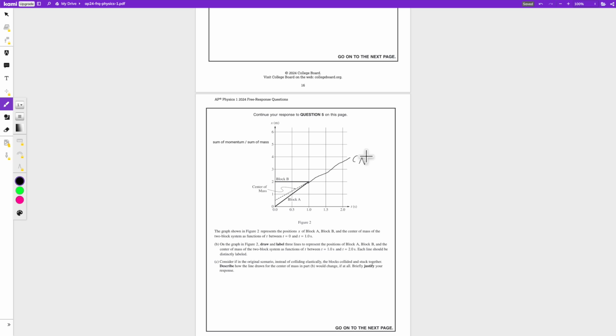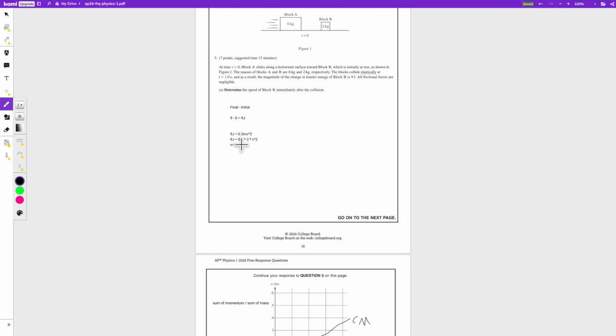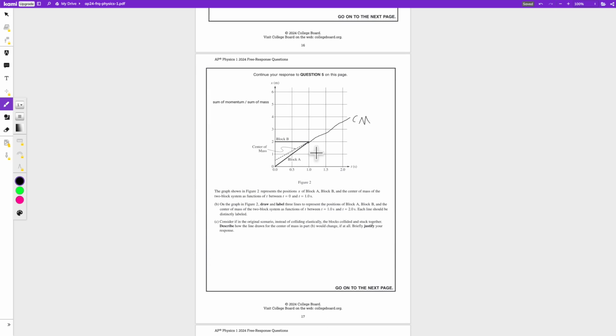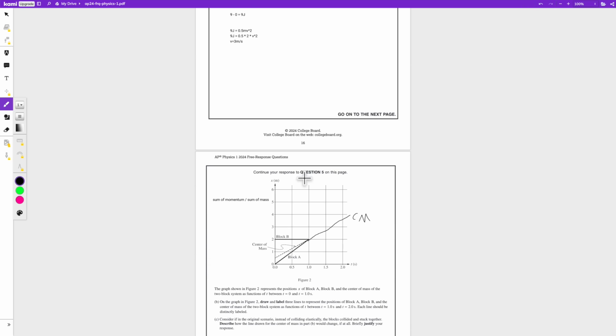So let's write CM. Next, we have to say block A. So we calculated the slope of block A to be 3 meters per second. No, not block A. This is block B. So 3 meters per second. If we want to do 2 seconds, we have a slope of 3, so that means we end at 5. I'm just going to draw this. There we go. So this is going to be block B. And we know since it's an elastic collision, and block A lost all of its energy, block A is going to be drawn like that. This is going to be A.